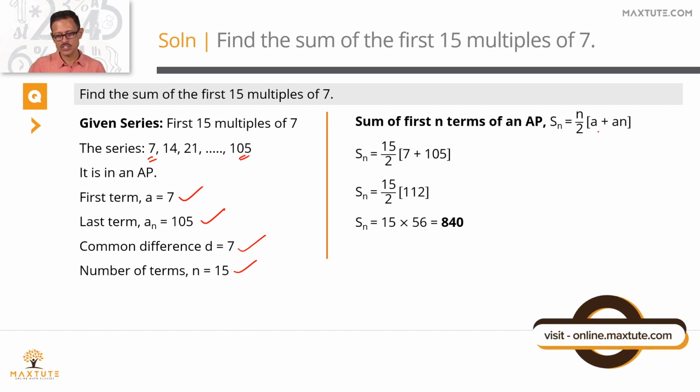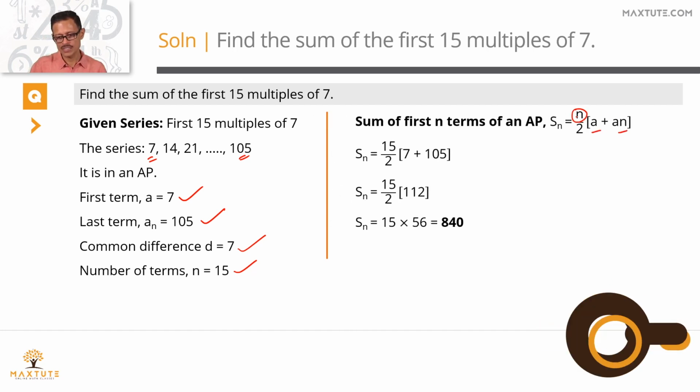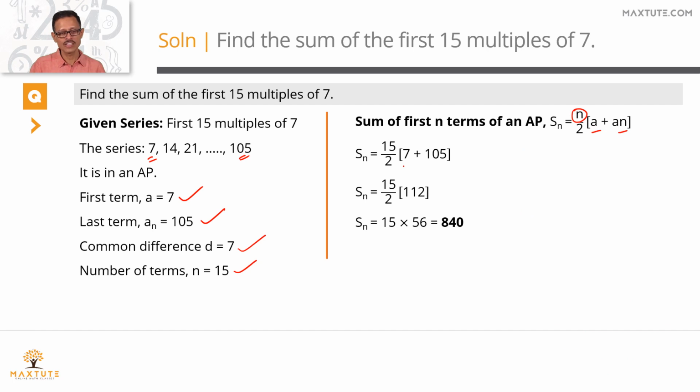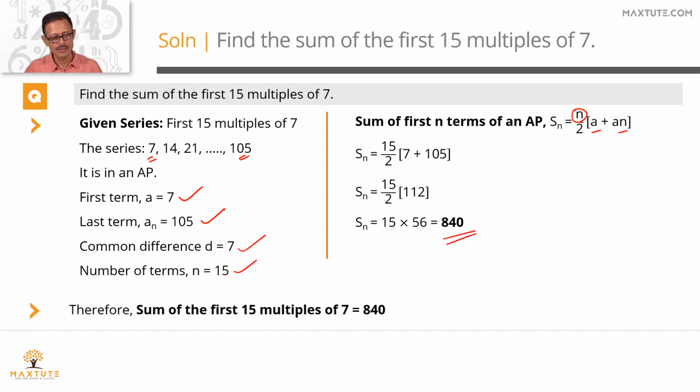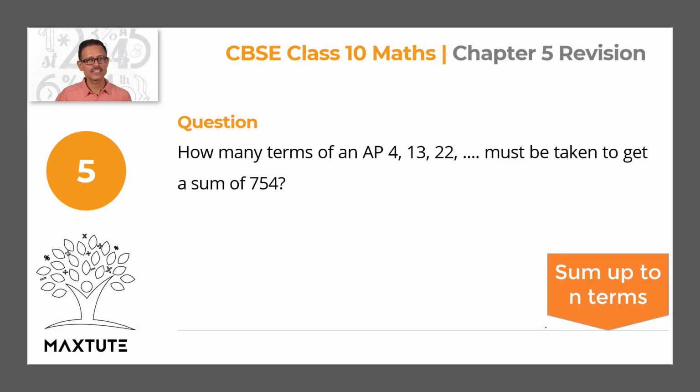The sum of these is given by this formula. We know the first term, we know the last term, and the number of terms. Plug in all of these. 15 by 2, first term plus last term, gives us the answer 840. The sum of the first 15 multiples of 7 is 840. Let's look at the next example, the fifth question in this series.